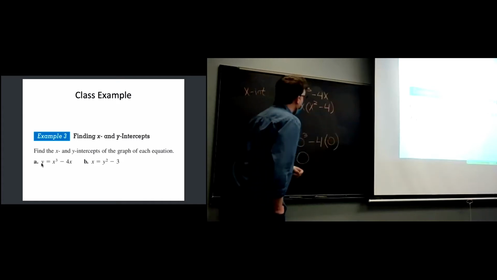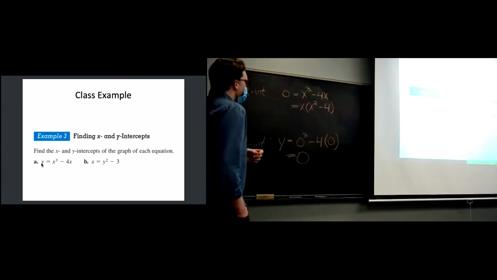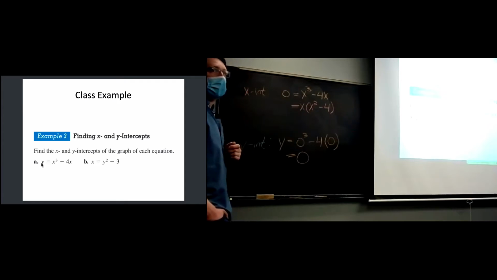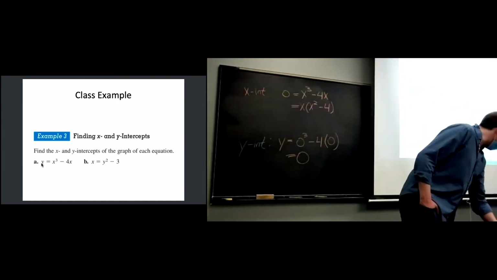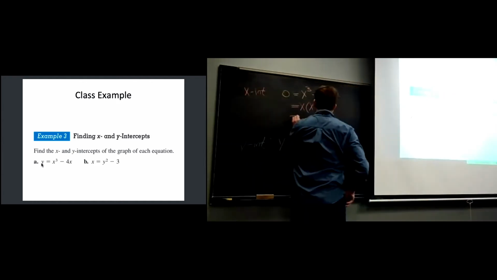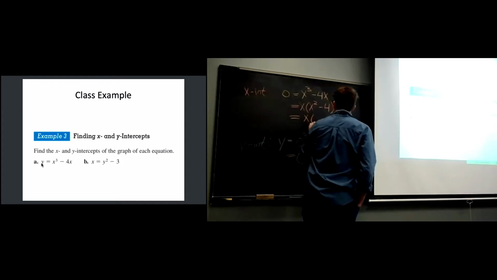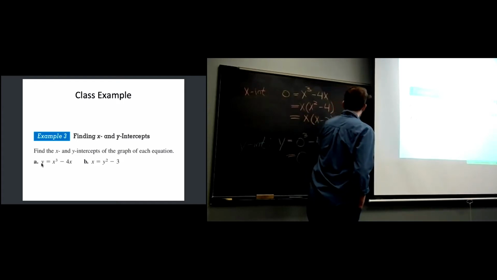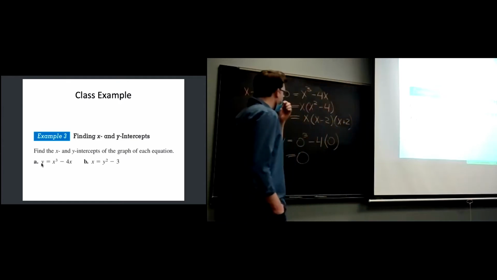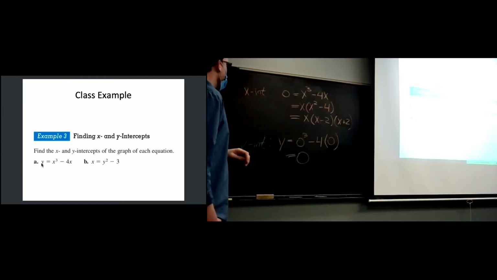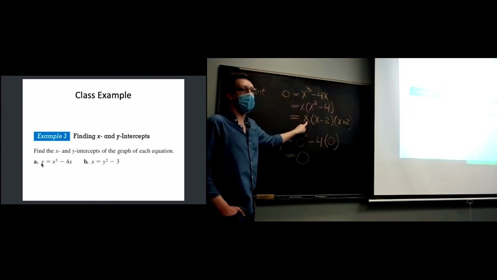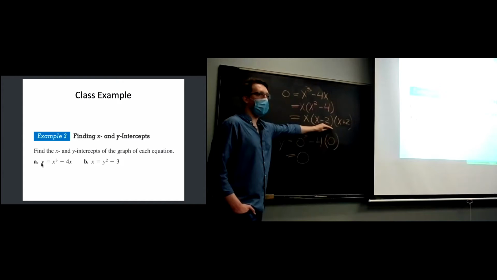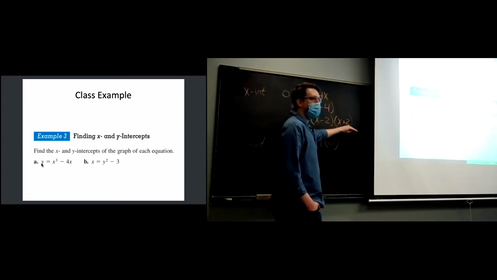Yes, you could reverse FOIL it. So what would that come out to be? X plus 4, or no, x plus 2, x minus 2. Absolutely. Once we go ahead and factor this out, we're going to get that this is x times x minus 2 times x plus 2. So in order for y to be 0, x has to be 0, or this factor has to be 0, or this factor has to be 0, right?